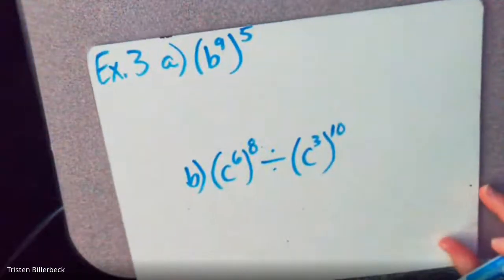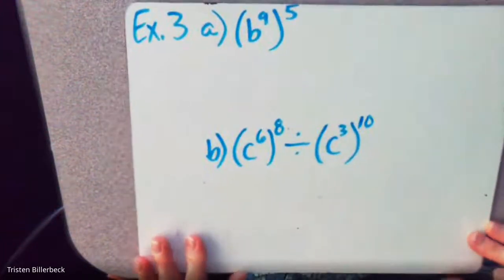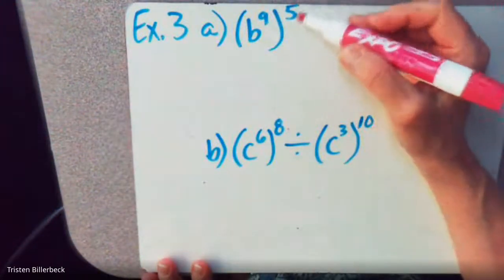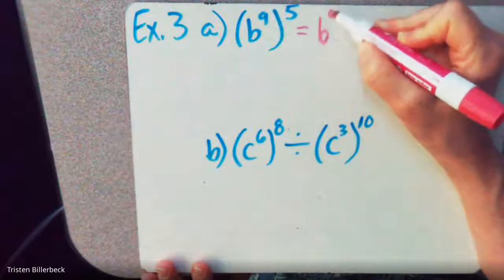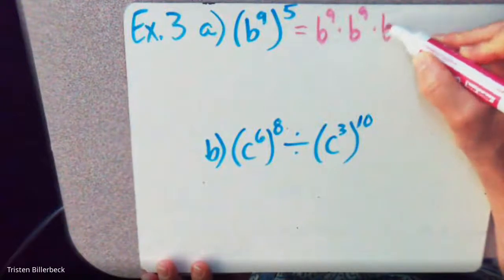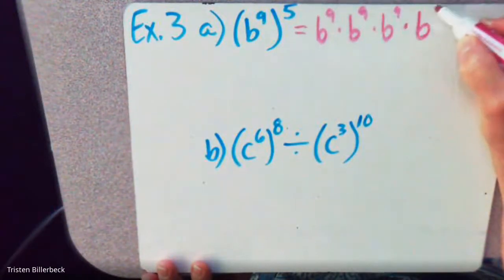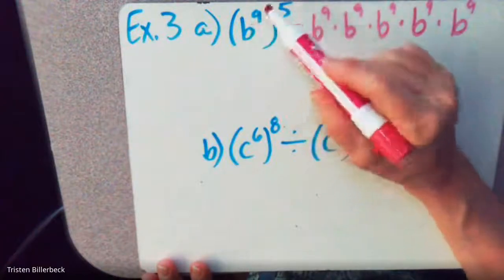All right, let's look at example 3 now. I'll switch up my color here. Let's go with pink. All right, so we have b to the 9th to the 5th. Well, that means I have b to the 9th times b to the 9th times b to the 9th times b to the 9th times b to the 9th. So I have 1, 2, 3, 4, 5 b to the 9ths.